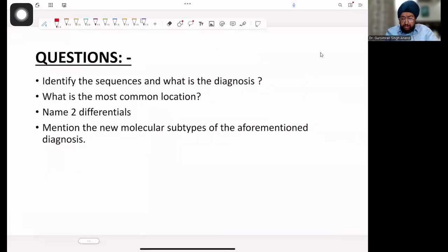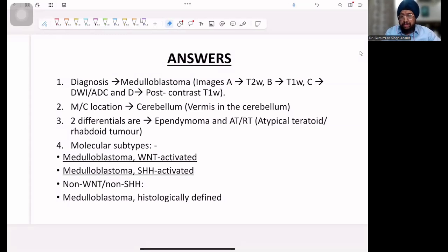Now these are the questions which have been asked. So first of all, you have to identify all the sequences, and then you have to give the diagnosis. You have to tell them what is the most common location of this lesion in the brain. You have to name two differentials, and also you have to mention the new molecular subtypes of the aforementioned lesion. So let us look at the answers.